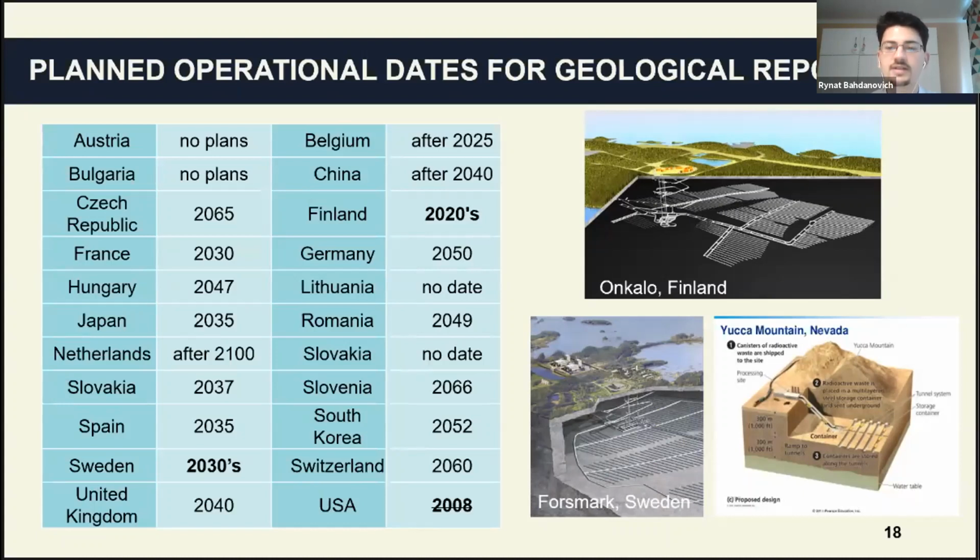Concerning Russia, in the mid-2020s, an underground research laboratory should be commissioned in East Siberia. About 150 experiments are planned here, and only after 15 to 20 years of testing and justification of safety, the laboratory will be converted into a long-term storage facility for radioactive waste.